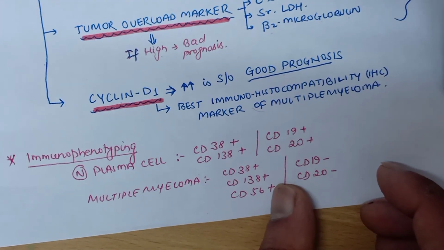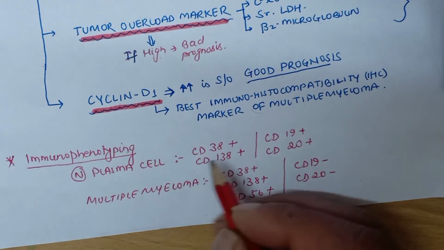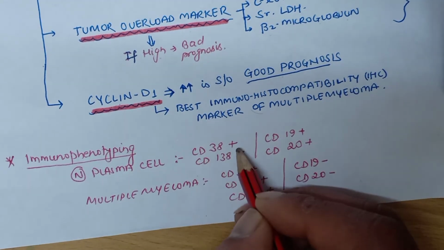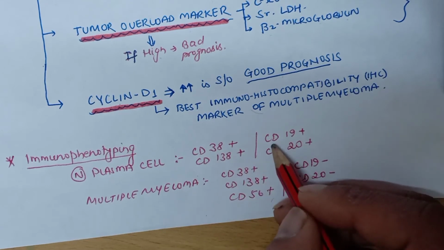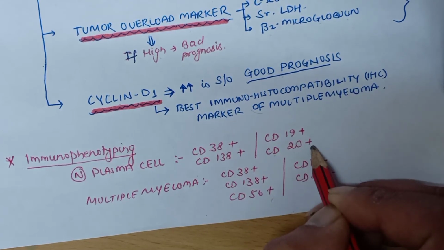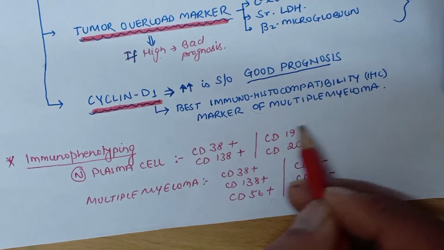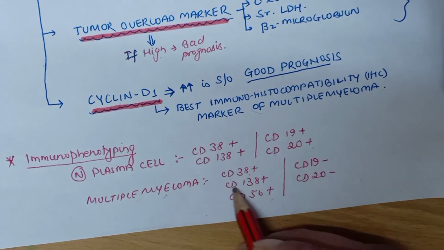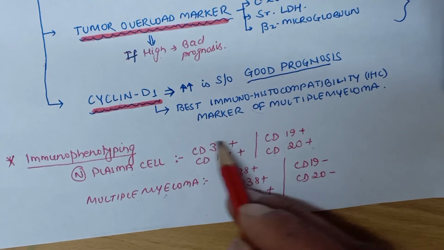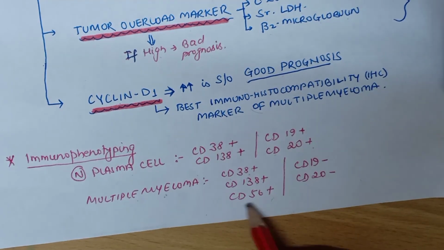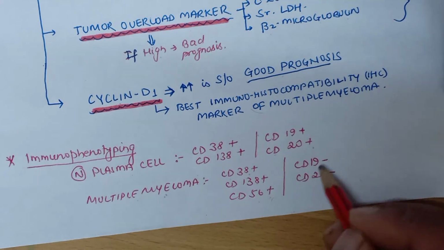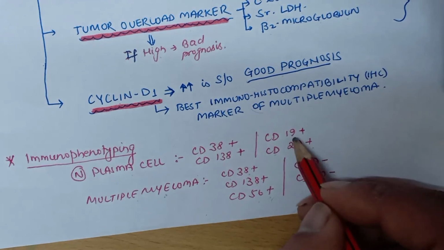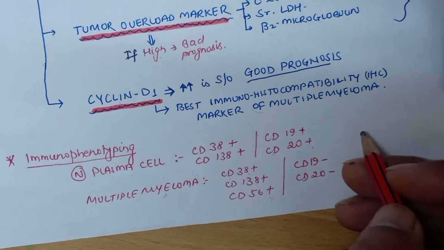On performing immunophenotyping, normal plasma cell will have CD38 and CD138 positive, CD19 positive and CD20 positive. So normal plasma cell will have all these markers as positive. Multiple myeloma will have CD38 positive and CD138 positive as in normal plasma cell, but CD56 will also be positive, whereas CD19 will be negative and CD20 will be negative, whereas in normal plasma cell CD19 and CD20 were positive.